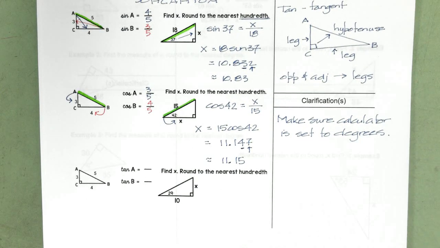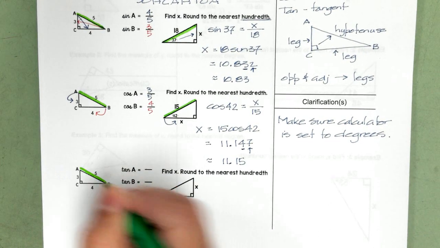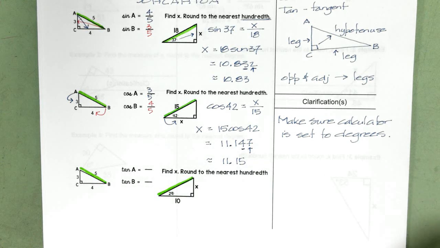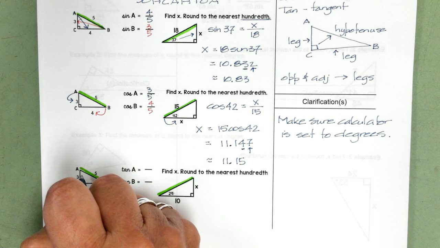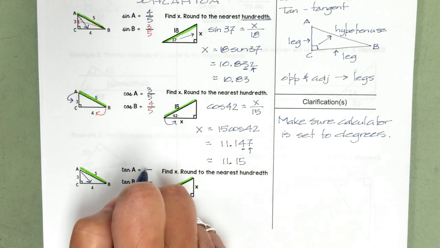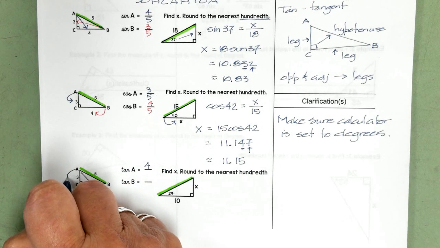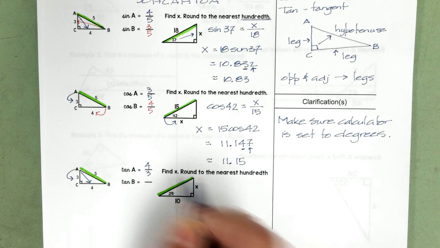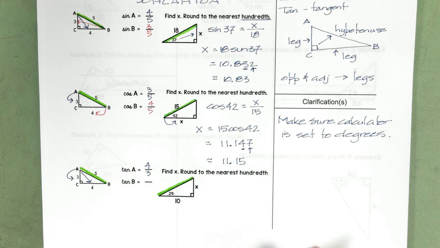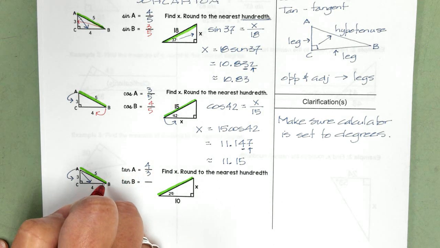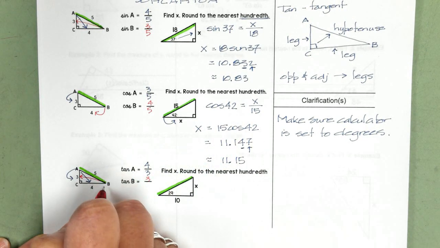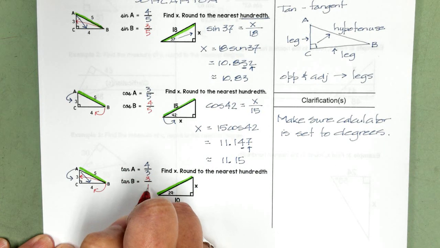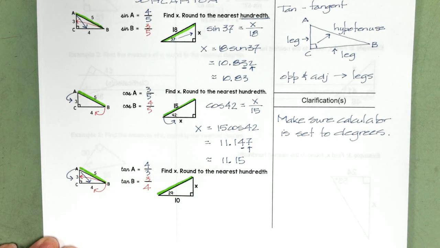Last example on this page. We want to find tangent. Tangent is opposite over adjacent. So for tangent A, the side opposite is 4. The side adjacent to angle A is 3, so the tangent of A is 4/3. Moving over to angle B, the side opposite angle B is 3. The side adjacent to angle B is 4. And so the tangent of B is 3/4.